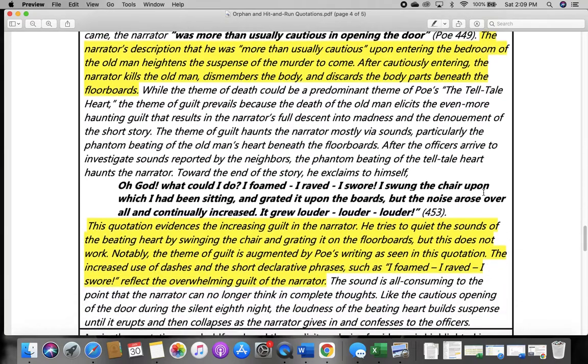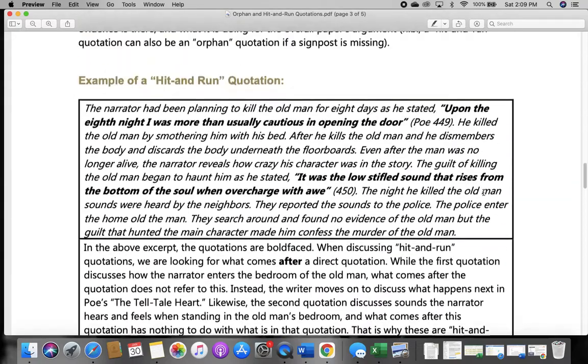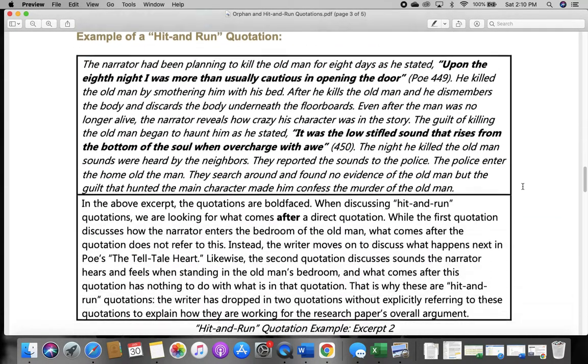Okay. And I remember when I rewrote this, revised this paragraph, it was really hard.